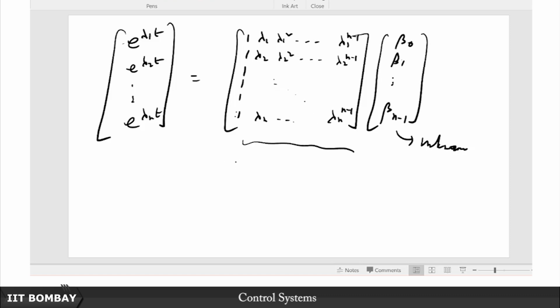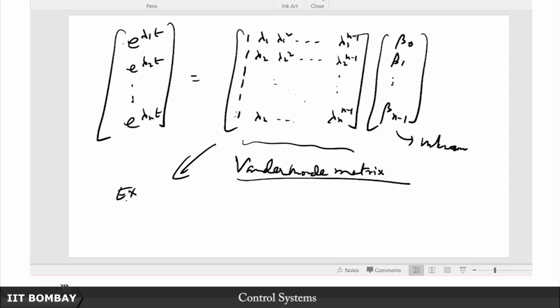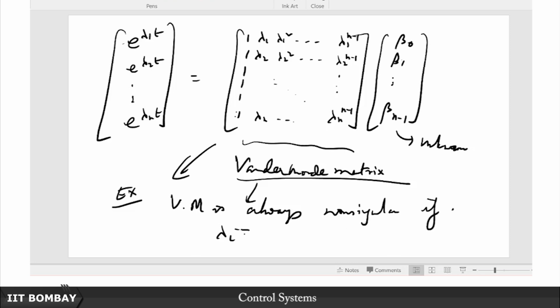Now this matrix has a name, it is called the Vandermonde matrix. Probably we will also encounter this later, if we get into controllability and observability with sufficient depth, we will probably run into the Vandermonde matrix again. But for now I leave it to you again as an exercise to check that this Vandermonde matrix is always non-singular if lambda i is not equal to lambda j for i not equal to j.